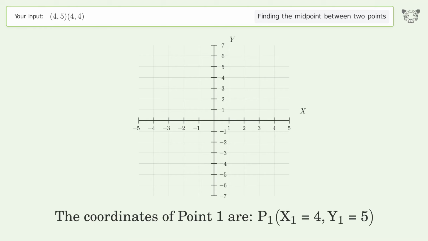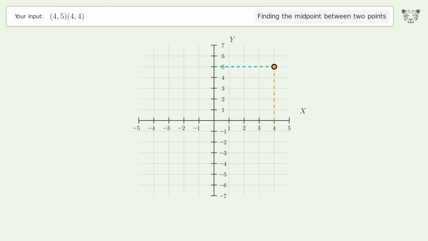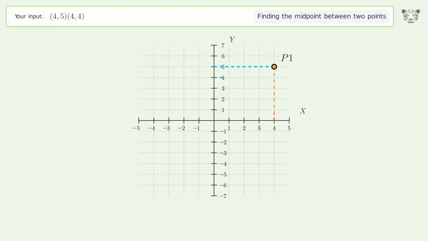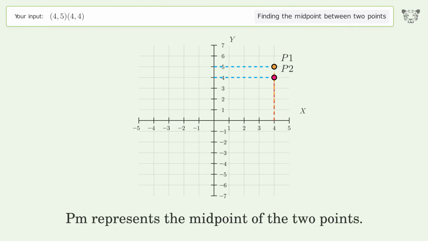The coordinates of point 1 are, x1 equals 4, y1 equals 5. The coordinates of point 2 are, x2 equals 4, y2 equals 4. PM represents the midpoint of the 2 points.